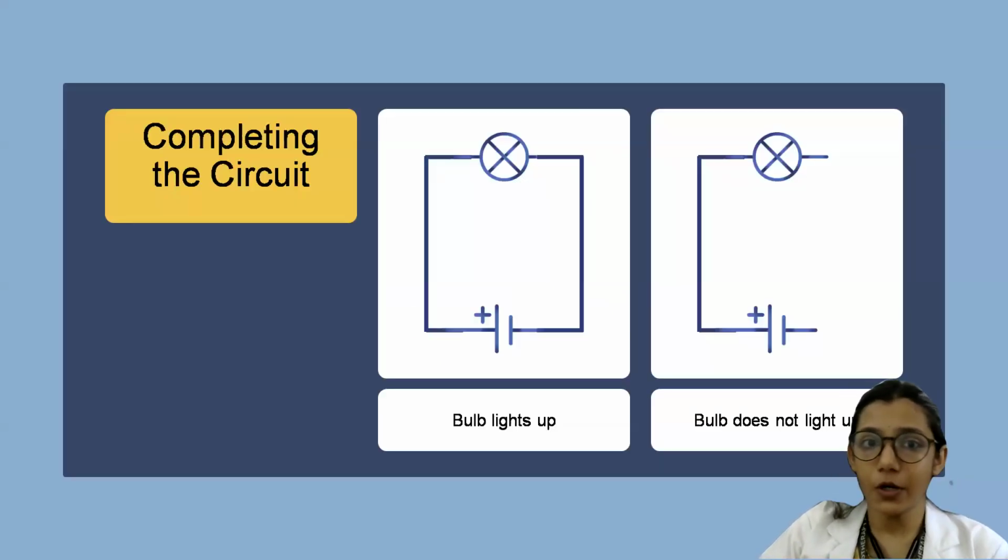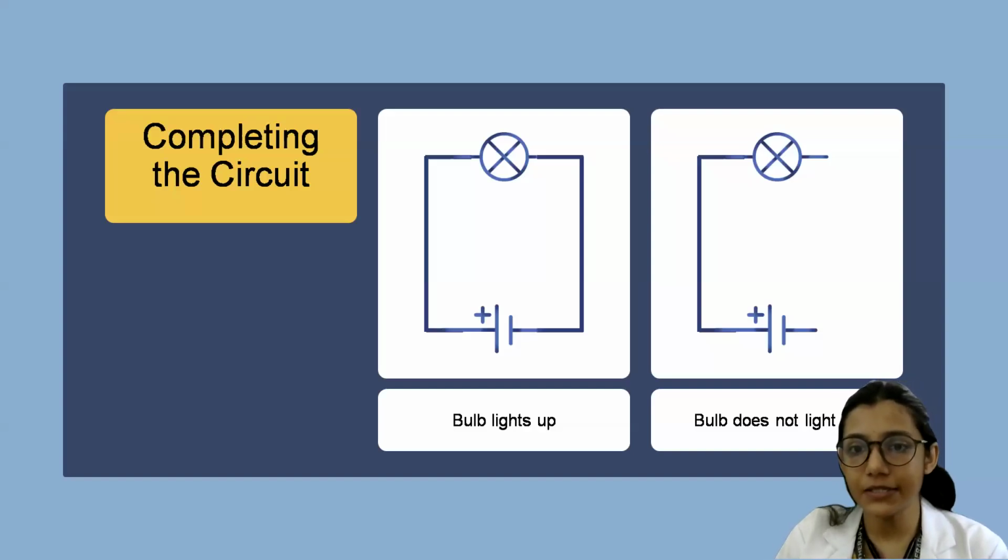Now, next we will talk about completing the circuit. Completing the circuit is very important, because unless and until the circuit is complete, there is no use of that circuit. Any breakage in the circuit will not light up the bulb which we are talking about, or it will not complete the circuit. So the appliance will not work. So completion of the circuit is very important.